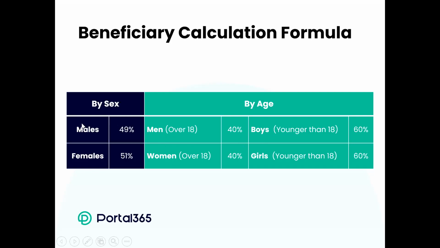If you notice, when it was sex, we said males. But when we talk about age, we don't use males. We say men because they are above 18, and we say boys because they are under 18. So boys and men are males, but disaggregated by age. And women and girls are females, disaggregated by age, the same idea.